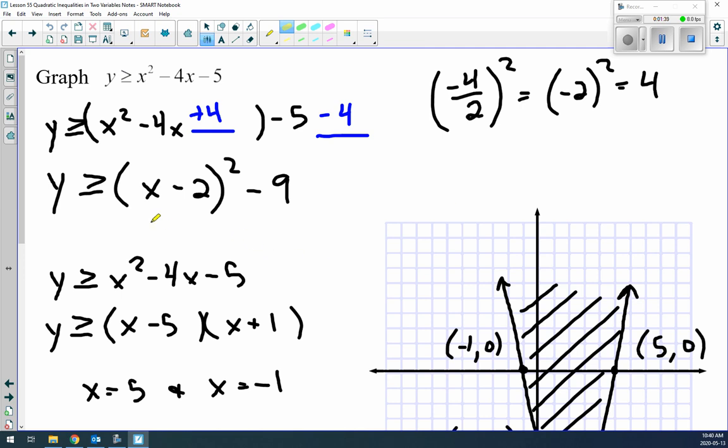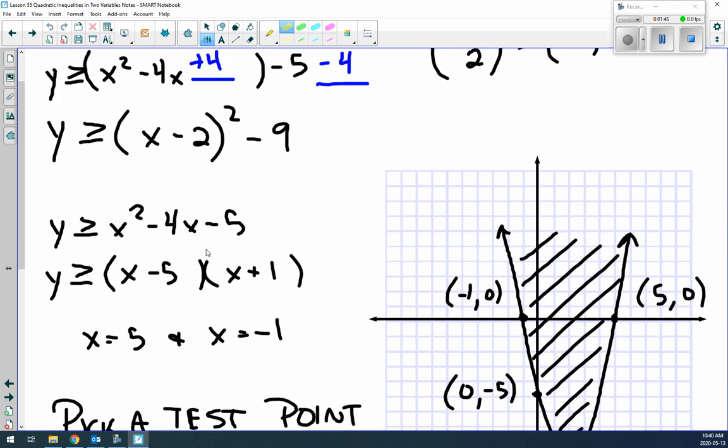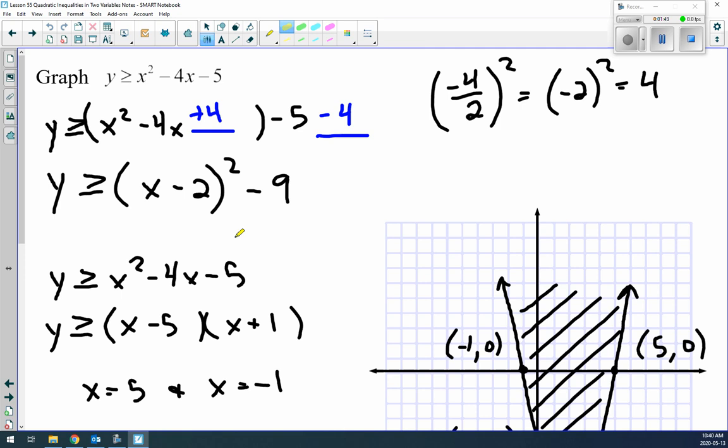How do we find the vertex? There's multiple ways to find the vertex. You could use negative b over 2a. You could find the x-intercepts and then find halfway in between. Guess what we do? We're going to complete the square because you always need practice on completing the square.